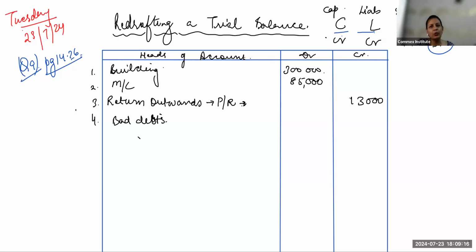And expenses have which balance? See on the screen, debit balance. So we'll put it on the debit side, right? So that is the way you have to reach the answer, not directly.